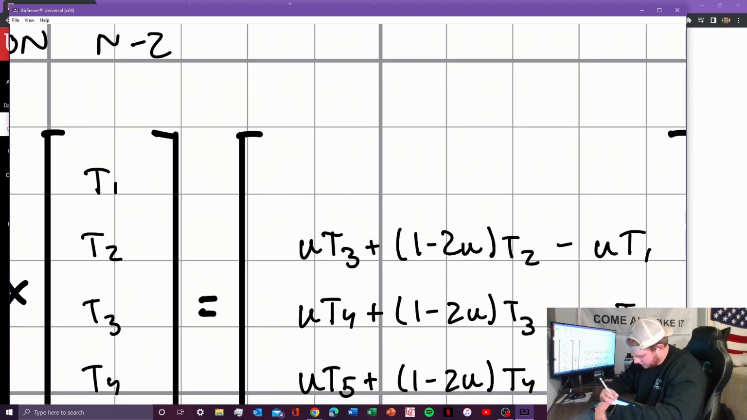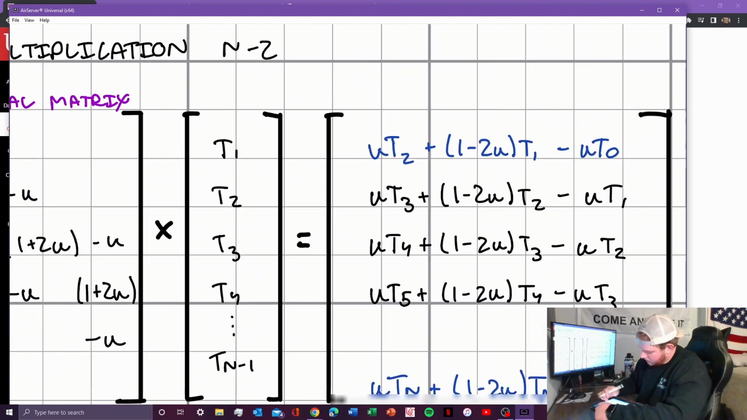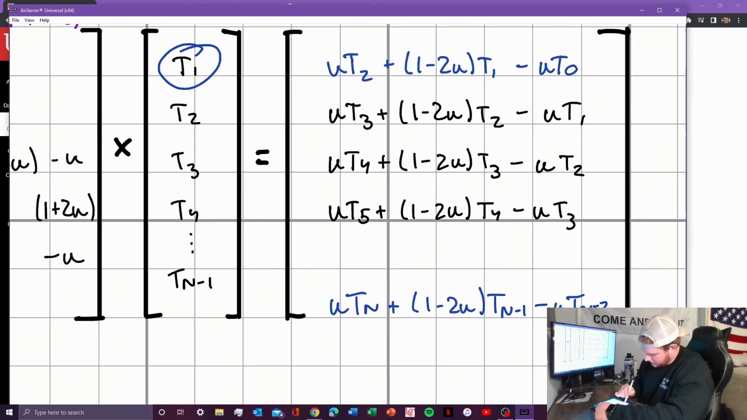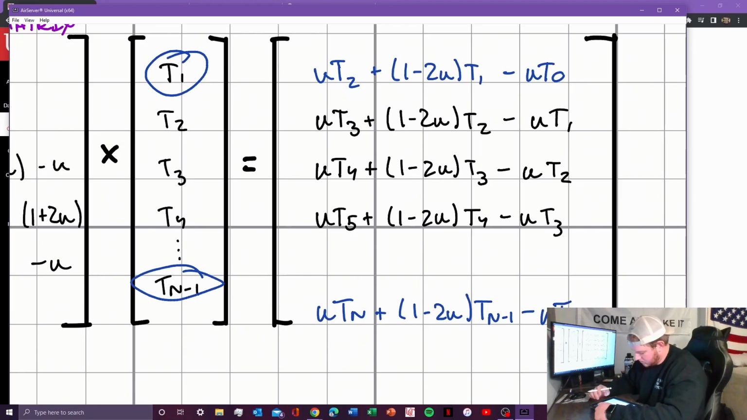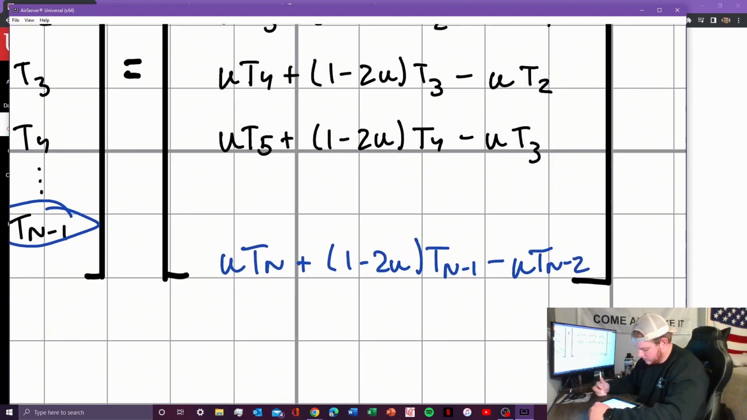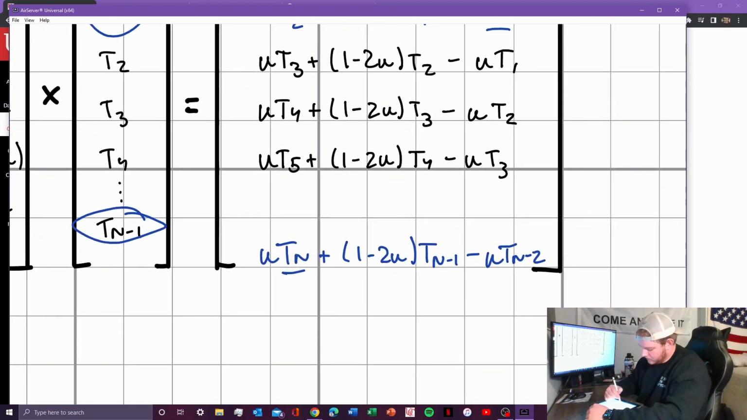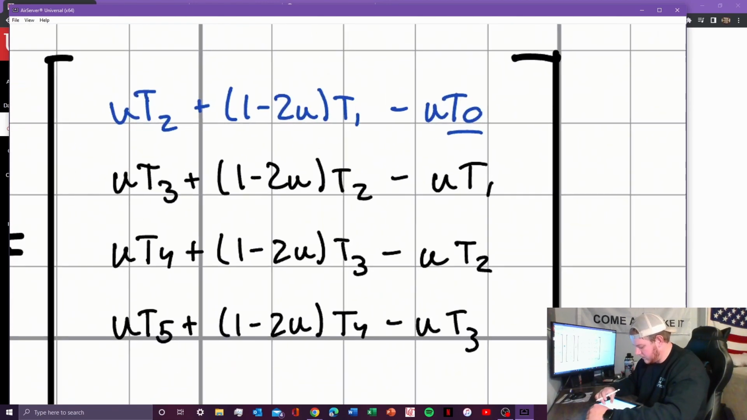And for the first one, we would get u t to the 2 plus 1 minus 2u t to the first minus u t to the 0. Now, the first and the last are unique in and of themselves, because this t to the 0 term would be the left side of the bar, and t to the n would be the right side. Both of those values are knowns, and we can't have those in this matrix.